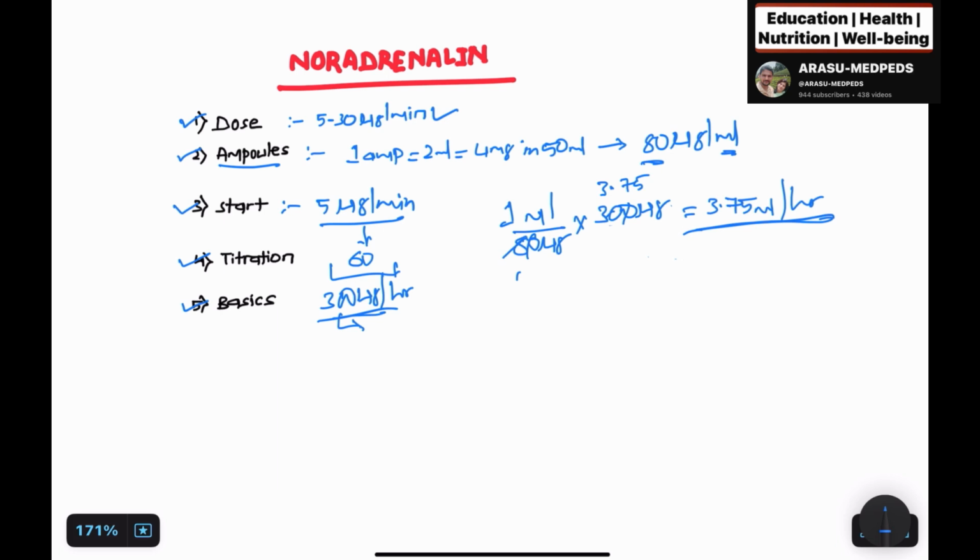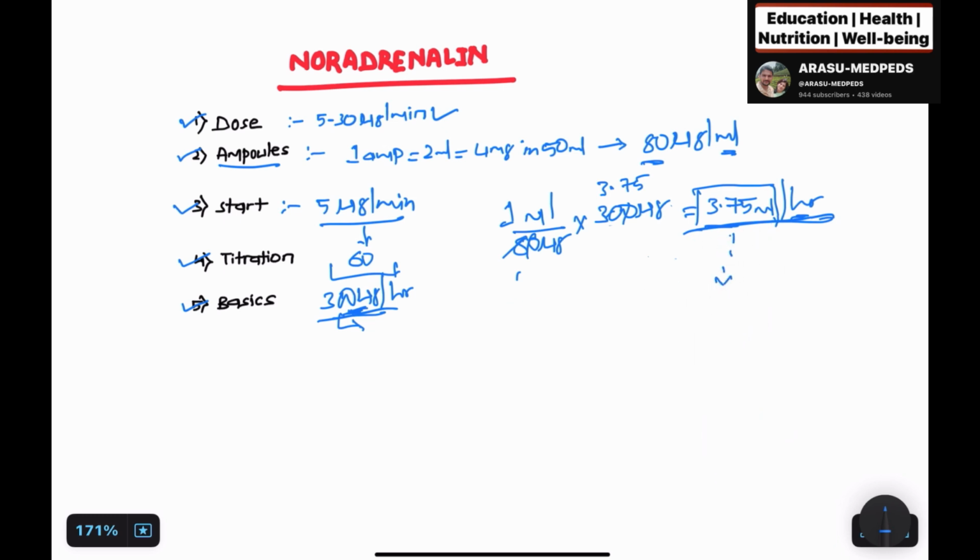Hope you got the point. So for 300 microgram per hour, that is 300 microgram if we need, we have to advise to infuse 3.75 ml of that admixture per hour. This is the rate we have to keep. Now how to up titrate it?